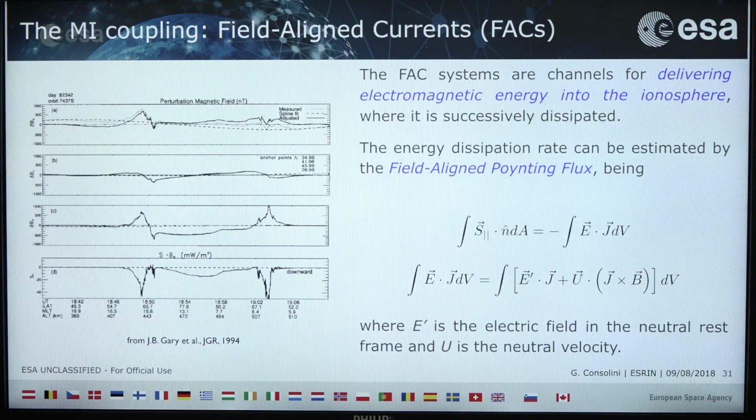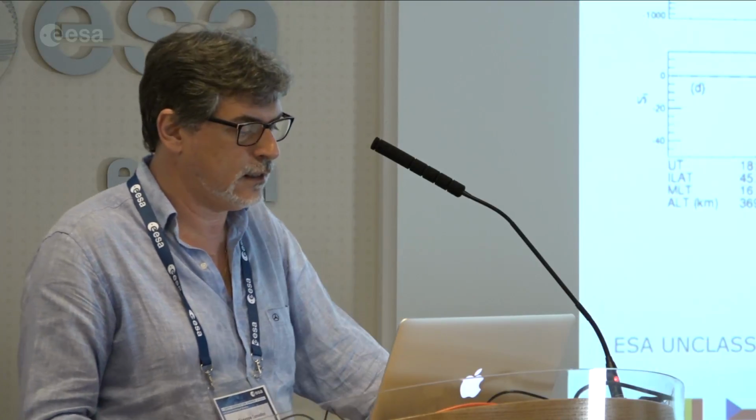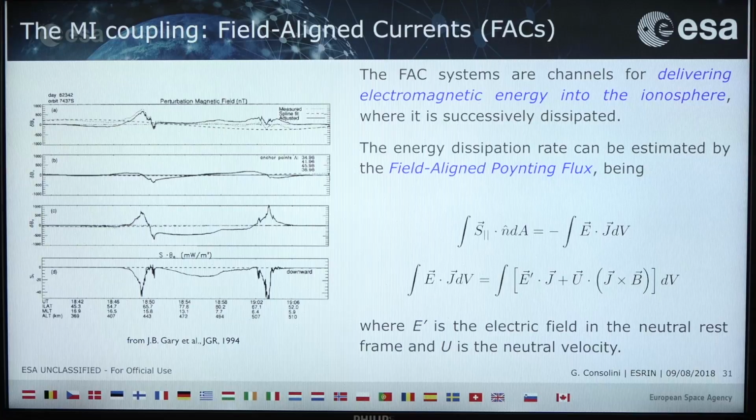Now, the field-aligned currents, as I said, are channels for delivering electromagnetic energy into the ionosphere. And we can measure this energy in terms of field-aligned Poynting fluxes. So a field-aligned Poynting flux allows us to measure the energy which is transferred from the magnetosphere to the ionosphere. And this is an example of Poynting flux reconstructed using a crossing of a satellite.